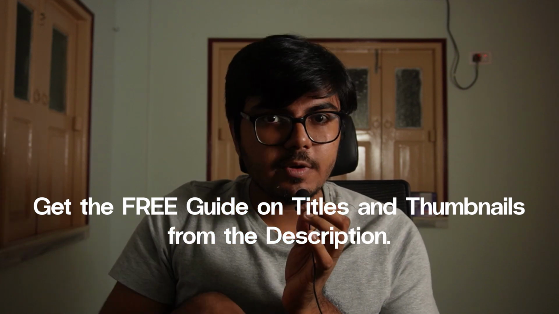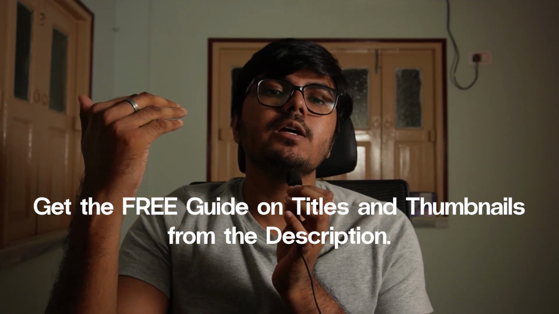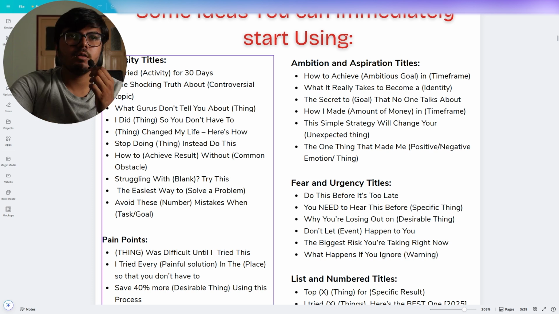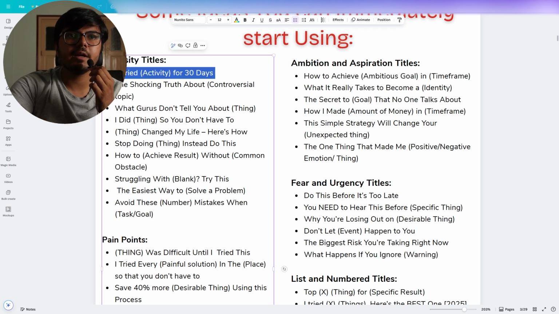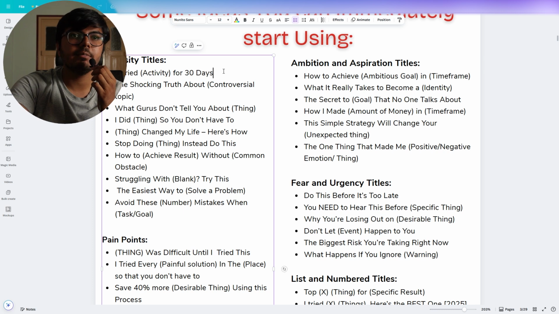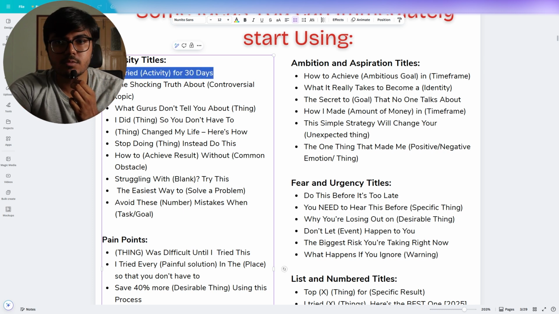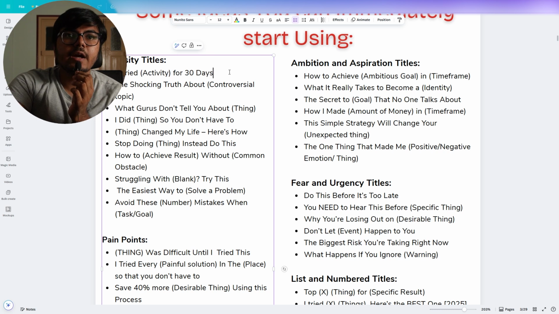You can use my frameworks to reverse engineer your titles and thumbnails. For example, this is my guide on titles. So if you have an experimental kind of video, then this can be a good title for that. Or if you're talking about results, then this will be a good video. I tried this thumbnail trick for 30 days.